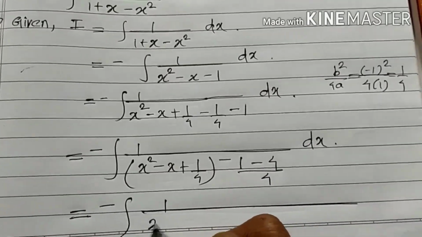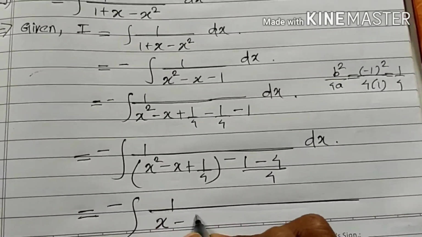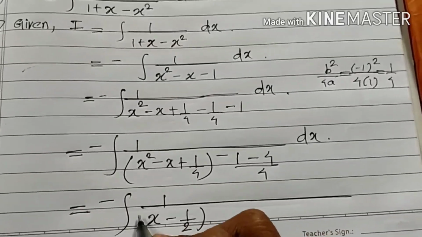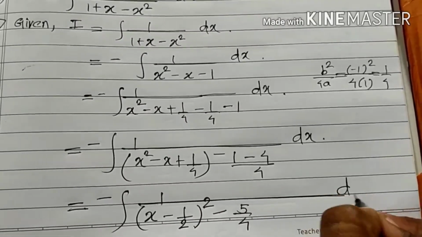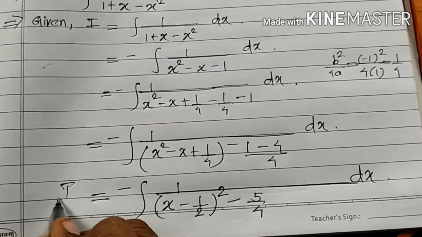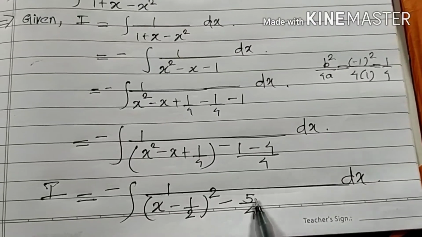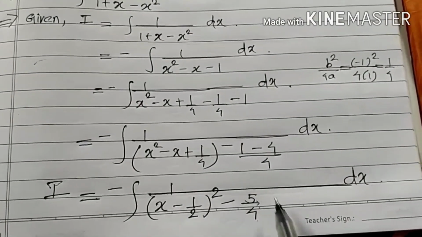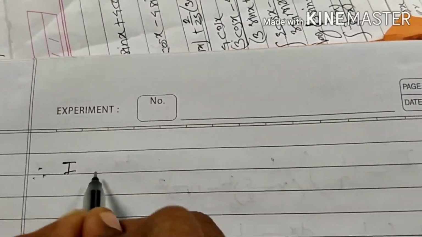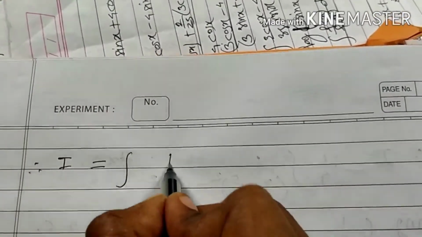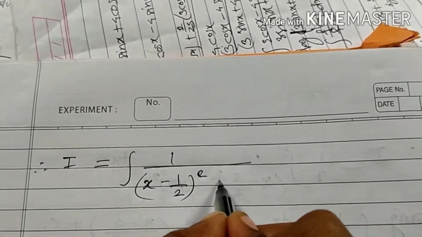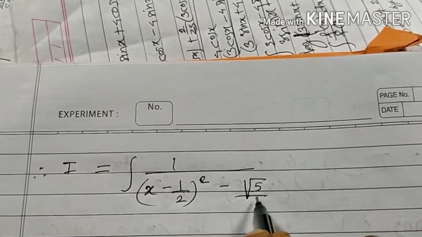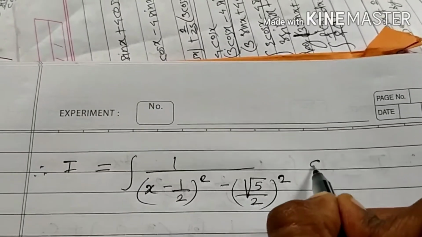Now next, it is the square of x, this is a minus sign, and this is the square of 1/2, whole square, and there is minus 5/4 into dx. This is I. Now this is the square of root of 5 and this is the square of 2, so it will become a whole square. Therefore, I is equal to minus integration of 1 upon (x minus 1/2) square minus (root 5 upon 2) whole square dx.